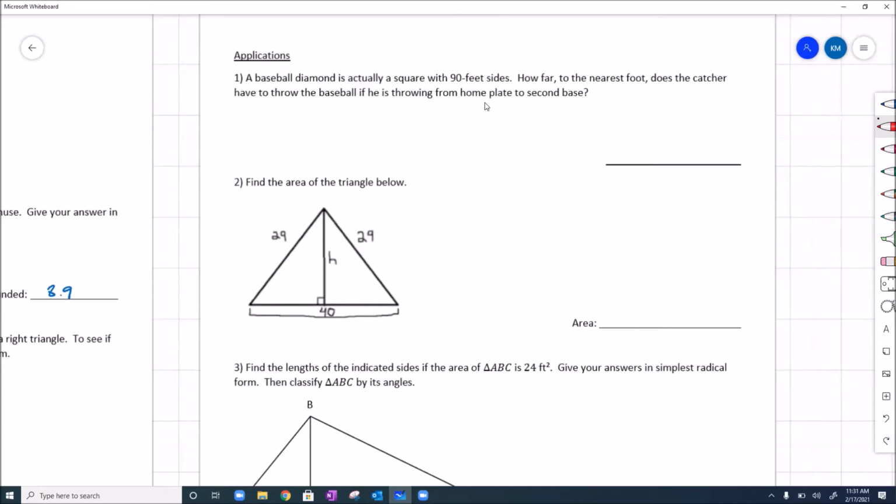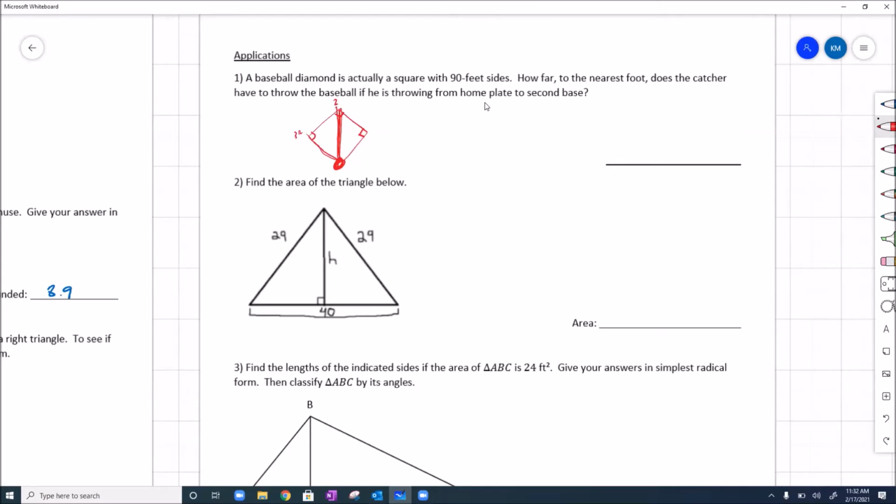How far, to the nearest foot, does the catcher have to throw the baseball if he's throwing from home plate to second base? So as we look at this baseball diamond, a square with 90 feet sides, the catcher would be here, this is first, this is second, this is third. They're asking how far the catcher has to throw. Basically, what is this length?